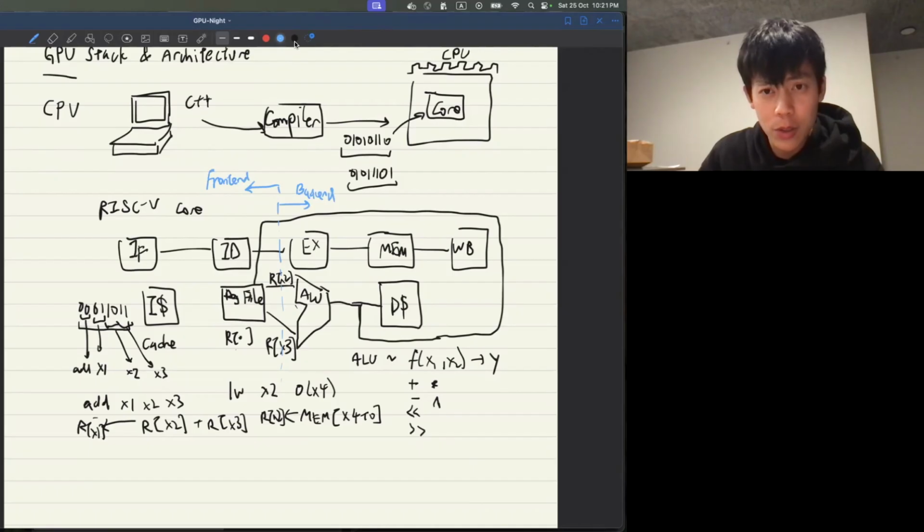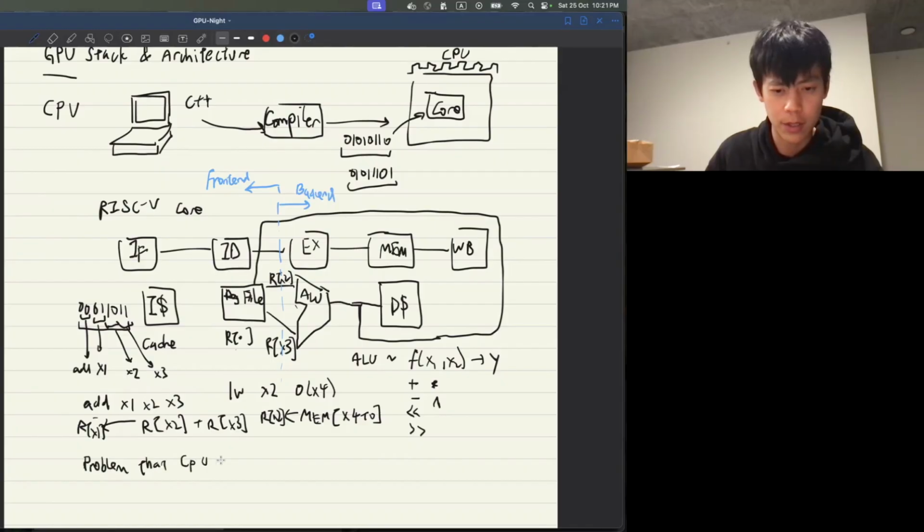Another thing that I want to talk about here is what is the problem that the CPU is trying to solve? Problem that CPU solves. And I'll just write it down first. It is to minimize latency. So what is latency here? This is the 5 logical stages of a RISC-V core. So what happens is an instruction will go into the first stage. And once it has reached the 5th stage, the instruction is considered fully executed. So you can imagine this is the time taken to execute one instruction.